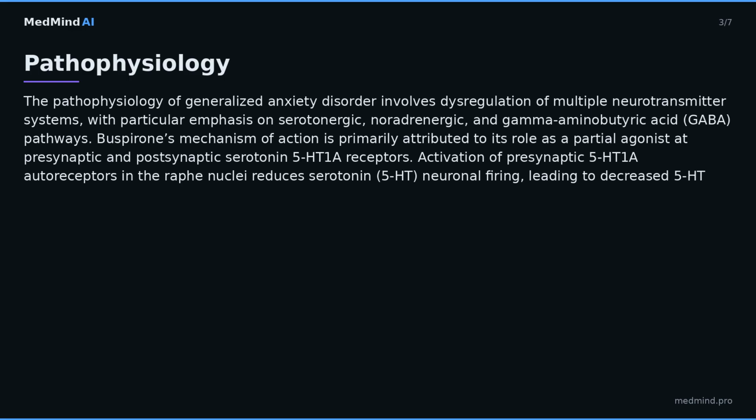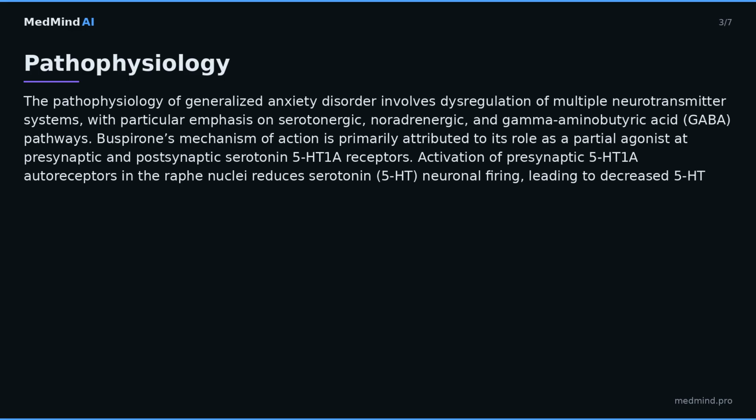Postsynaptic 5-HT1A receptor stimulation in these limbic regions enhances inhibitory neurotransmission, resulting in anxiolytic effects. Genetic studies have identified polymorphisms associated with GAD susceptibility, including the 5-HTTLPR short allele of the serotonin transporter gene, SLC6A4, which confers a 1.5-fold increased risk, OR 1.5, 95% CI 1.2 to 1.9. Additionally, variants in the COMT gene, Val158Met, affect dopamine degradation in the prefrontal cortex, with the Met/Met genotype linked to heightened anxiety responses, OR 1.7, 95% CI 1.3 to 2.2, due to prolonged dopamine signaling.